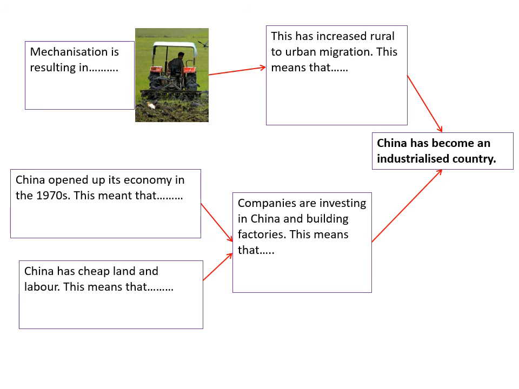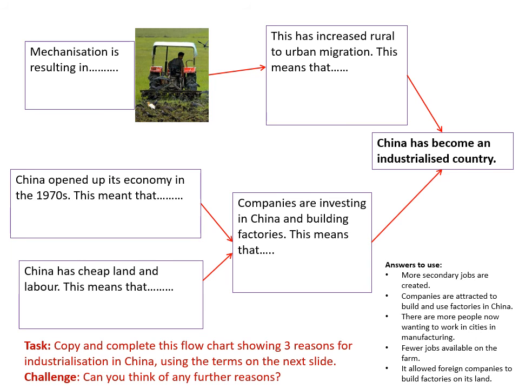I guess one to clarify, China has cheap land and labor, meaning work, employment. People generally are happy to accept a lower wage, so it has cheap labor. Your job is going to be to complete each of those sentences where the dots are. Now, to help you with that, you've got some answers to use in the bottom right, so work out where they go to help develop and explain each of those points. And then we're going to move to the next slide and see the answers.